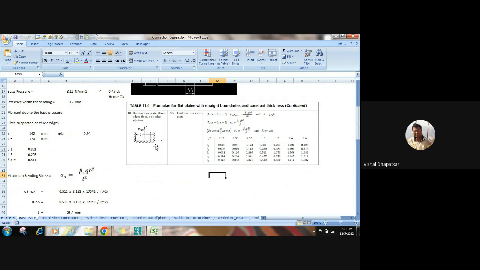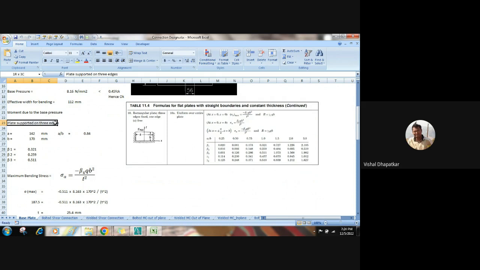So you can find these formulas or stress tables in Roark's formulas, where you can get ready-made stresses, or how to calculate the stresses for different plates supported at different edges.